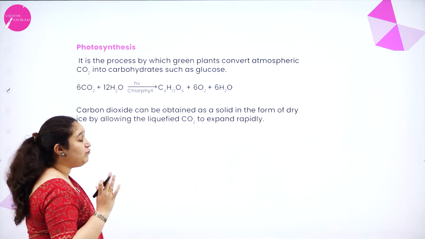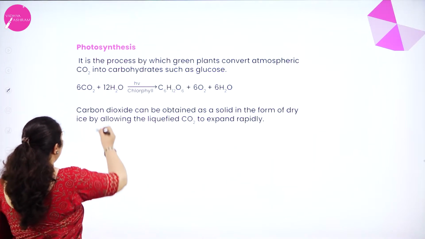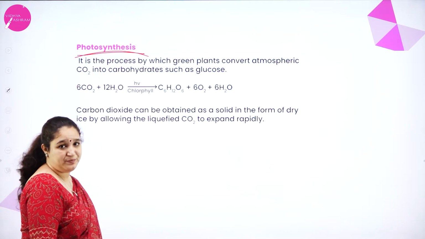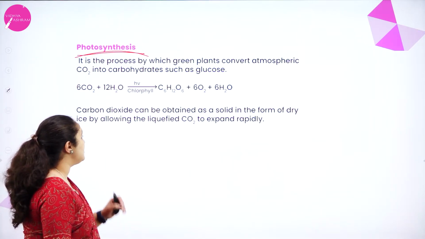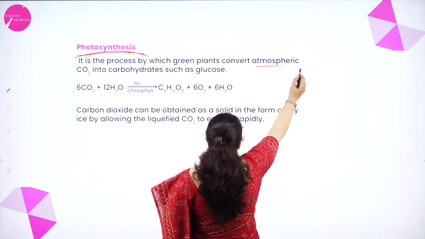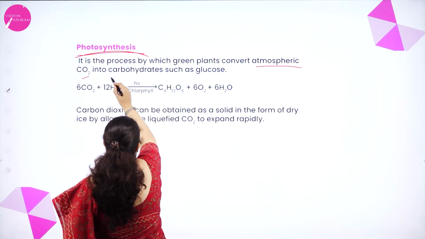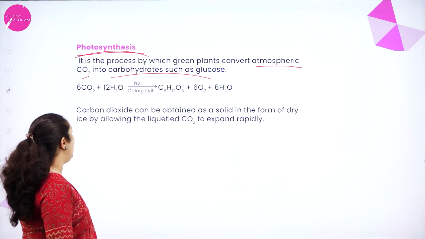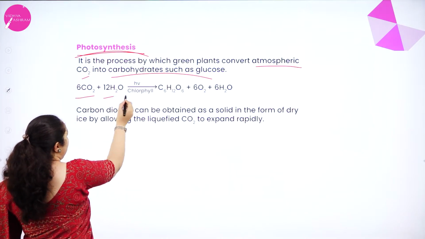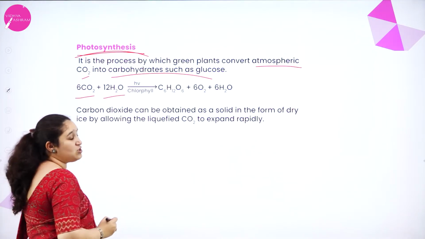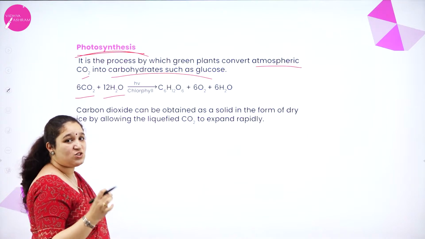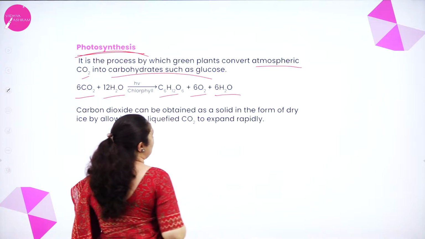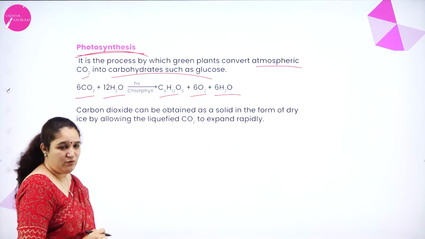Next we have photosynthesis to learn. What is photosynthesis? You have been learning this from school, isn't it? It is the process by which green plants convert atmospheric carbon dioxide into carbohydrates like glucose. So what is happening? Carbon dioxide plus water in the presence of light and in the presence of chlorophyll pigment, you get glucose, oxygen gas is liberated and water is formed.